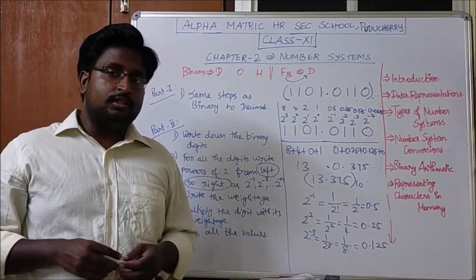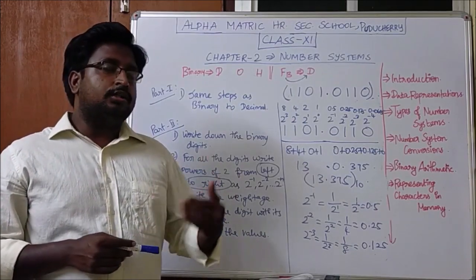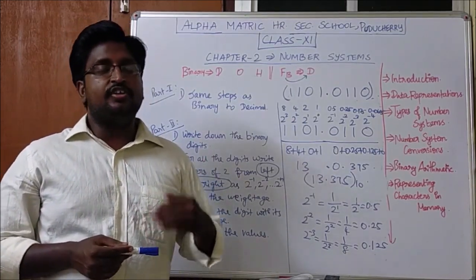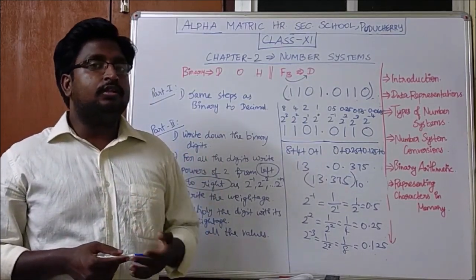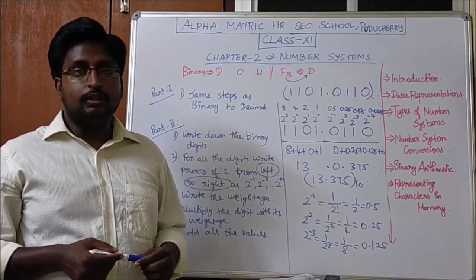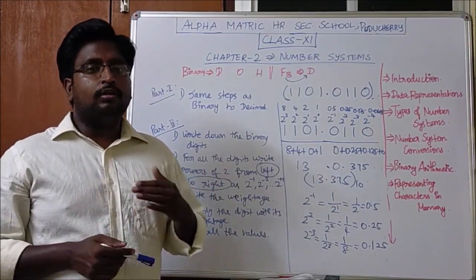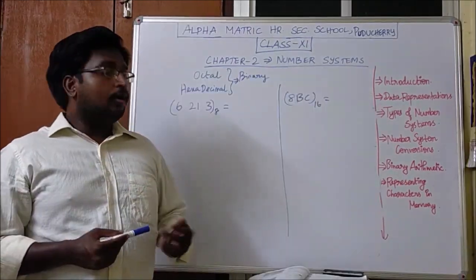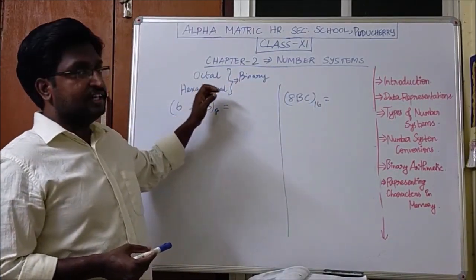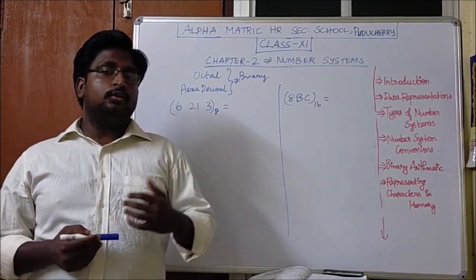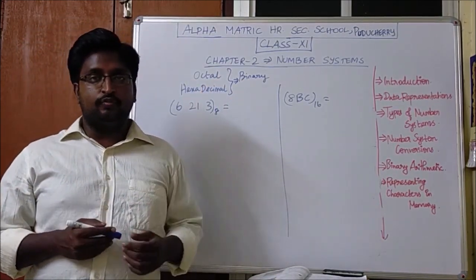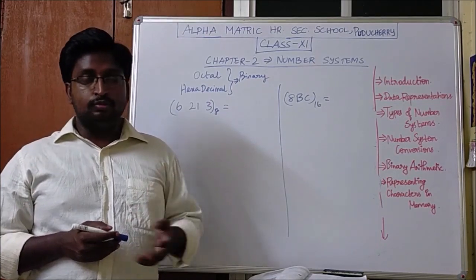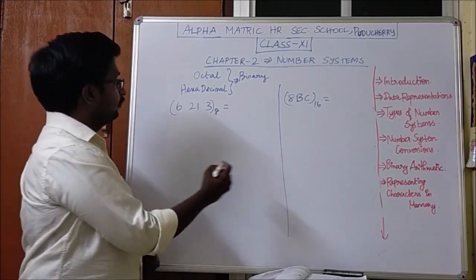So next we will see the remaining conversions, that is octal to binary and hexadecimal to binary. Already we have seen the octal to decimal and hexadecimal to decimal. So the remaining conversions are octal to binary and hexadecimal to binary. There are no specific steps to follow for these two, so directly we go with the example.